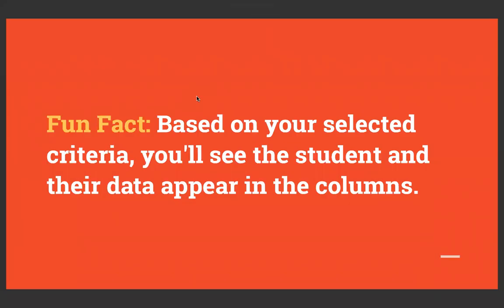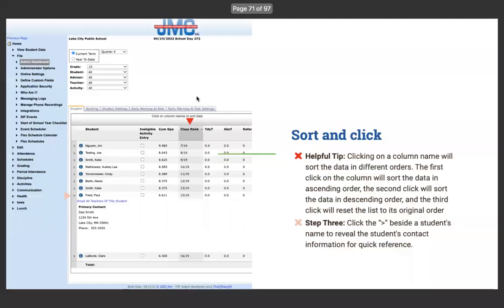Based on your selected criteria, you'll see the student and their data appear in the columns. So I came in here and chose my 10th graders. I have just a small group of 10th graders here, so I can show you. Okay, you're going to see this information that's listed right here for these 10th graders.